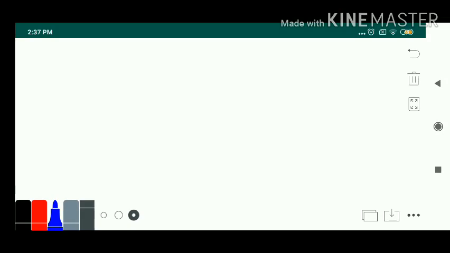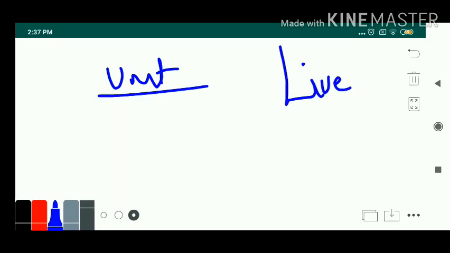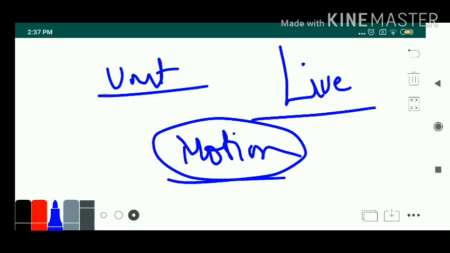Good morning, guys. Today we'll be starting with the last portion of the same chapter, which is the first chapter, Units and Dimension. During the live class, that is the next 1 hour, that is tomorrow, we'll be dealing with the motion in one dimension. That is the next chapter.